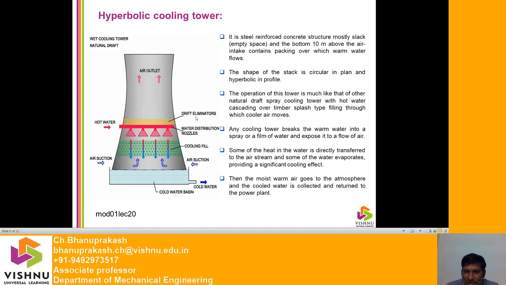But here a drift eliminator will be there. What is the function of the drift eliminator? If the air consists of some amount of moisture, some amount of water, it will be eliminated by the drift eliminator. Here the drift eliminator removes water, and only the air will be passing through the outlet.